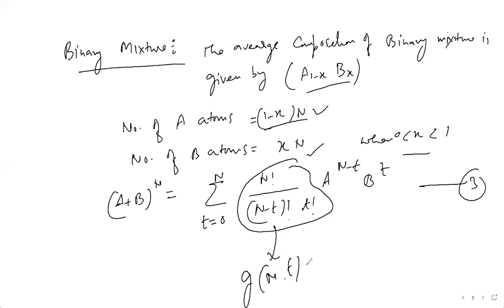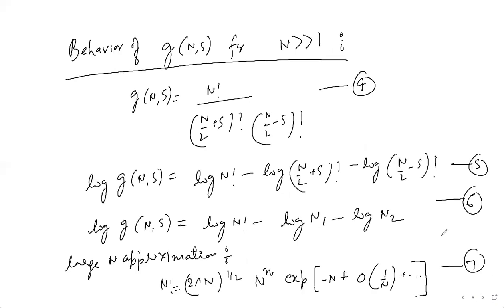G(N, t) for the case of a binary mixture, right? This is your multiplicity function, right? Now the most important thing in this scenario is to discuss how this behaves for a very large system, because that's what we are interested in, statistical behavior, right? When N is much greater than 1, how will this function look?